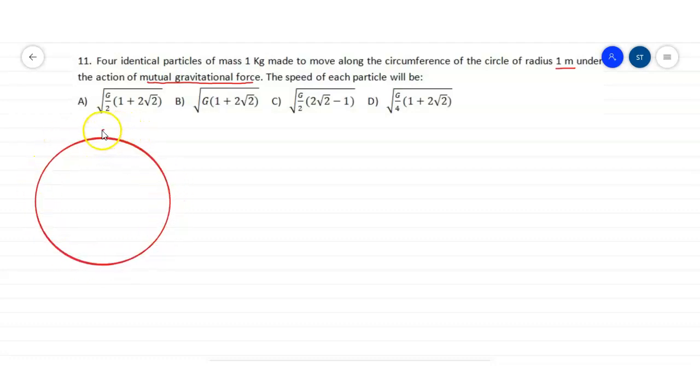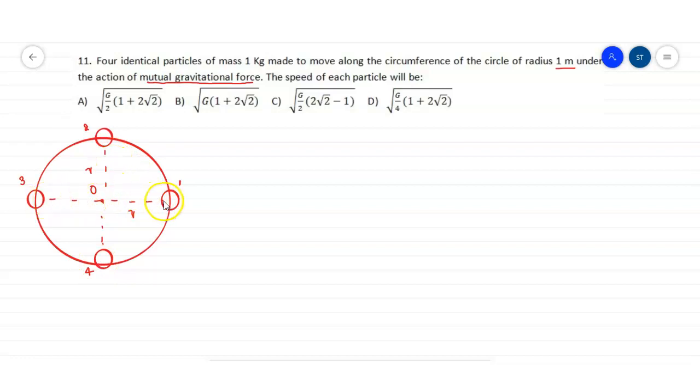There are four identical particles which are moving in a circle. So they will be distributed in this manner symmetrically, and the radius of this circle is given as r. Let me make this the center O. This distance is r, this distance is r. Let us mark this as particle 1, this as particle 2, this as particle 3, and this as particle 4.